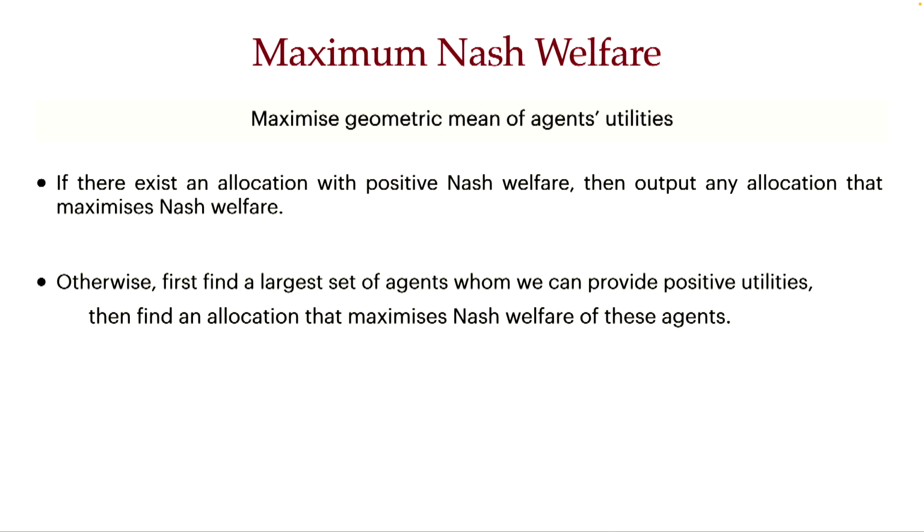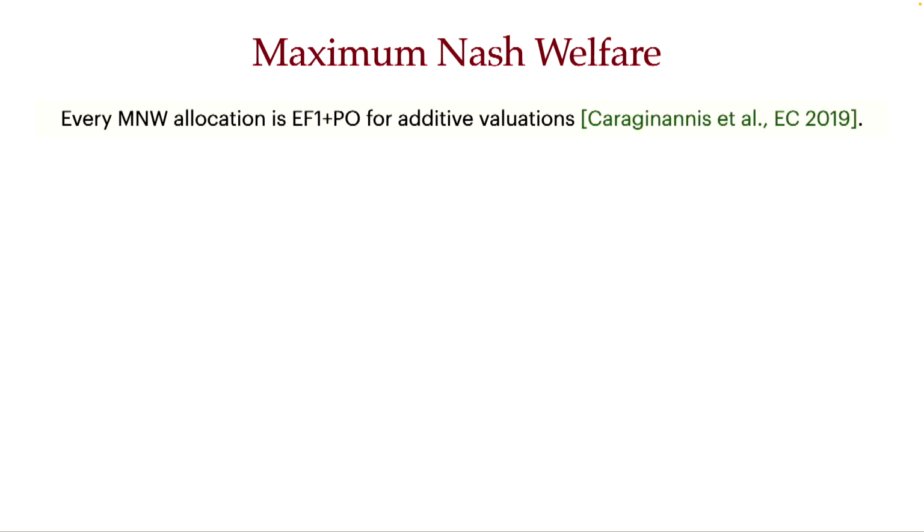Maximum Nash welfare again is not a polynomial time computable problem, but we are not talking about the complexity for now, we are talking about the existence of EF1 and PO. What is known is that every maximum Nash welfare allocation is EF1 plus PO for additive valuations. So, let us prove this.